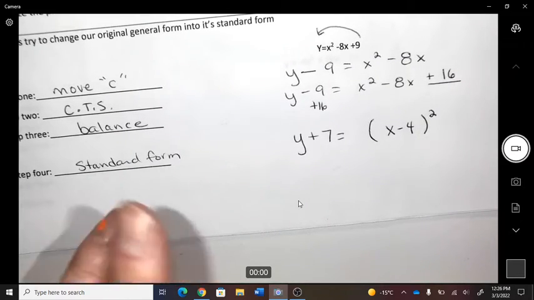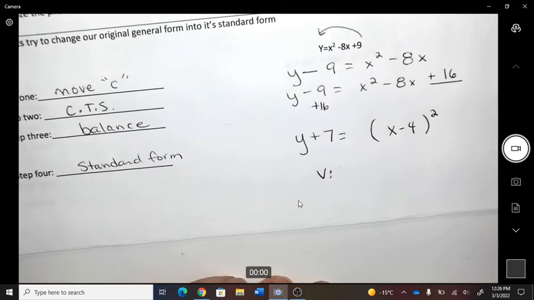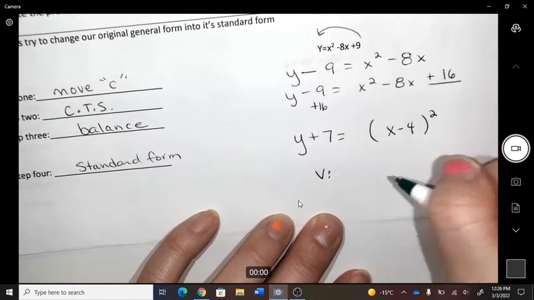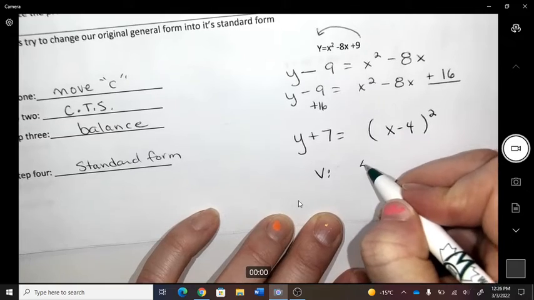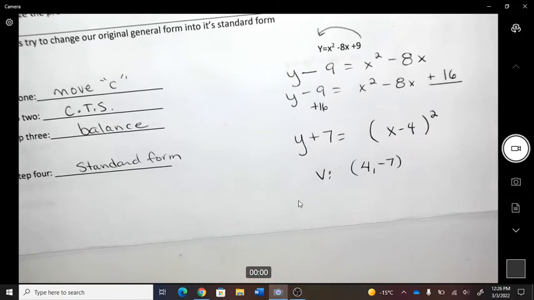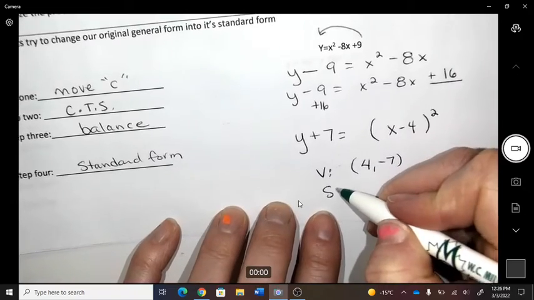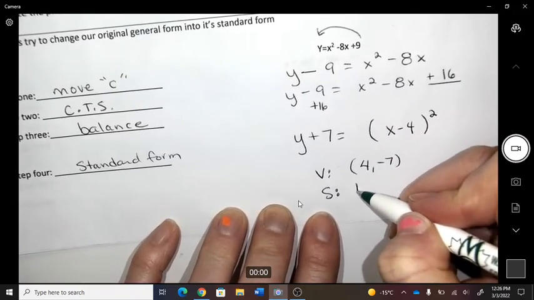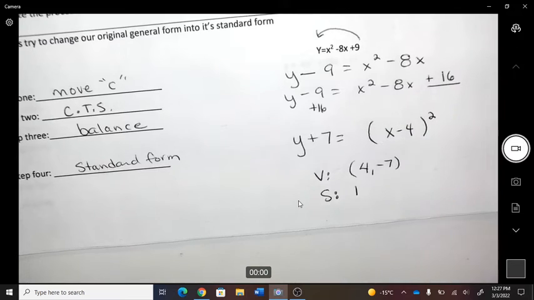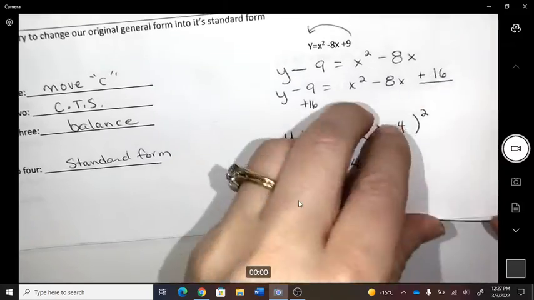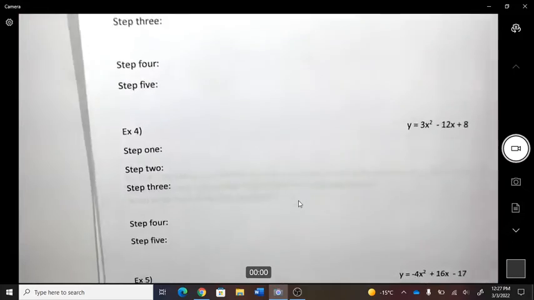Okay, and now, you know what? I can quickly give my vertex. The coordinate is 4, negative 7. The slope is 1, because I just have a 1 in front of the squared stuff. Okay. Let's try another one, maybe we can get a little bit faster.